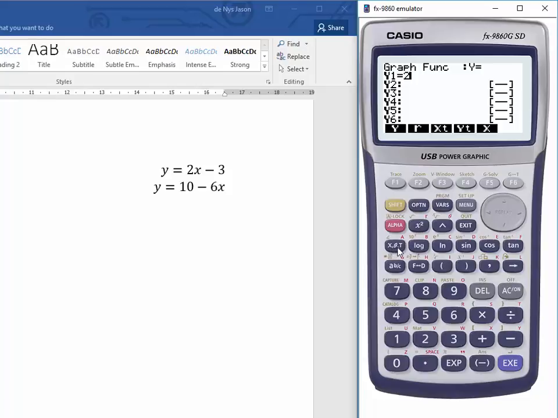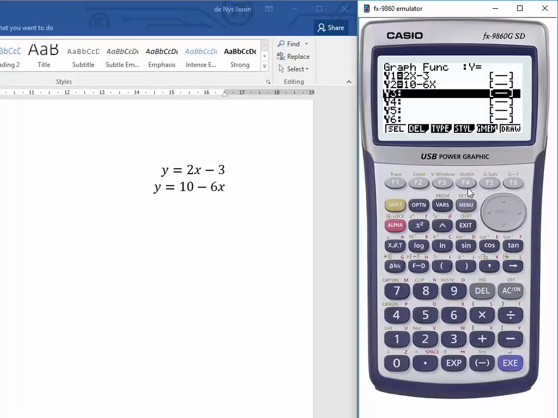Make sure you're using the x that is here. Don't pick the x up there, and I don't know why they make it so tricky. Use this one. 2x take 3, that's done. And the second one is 10 take 6x, and that's done.